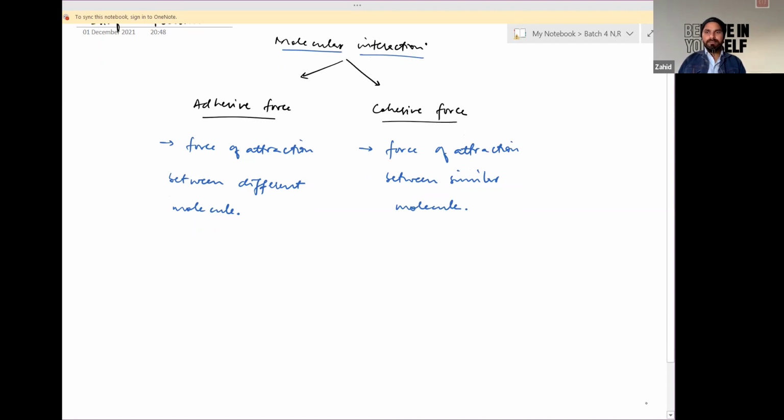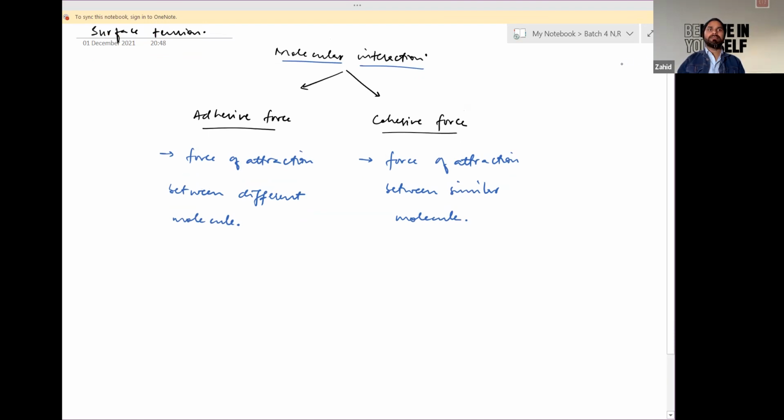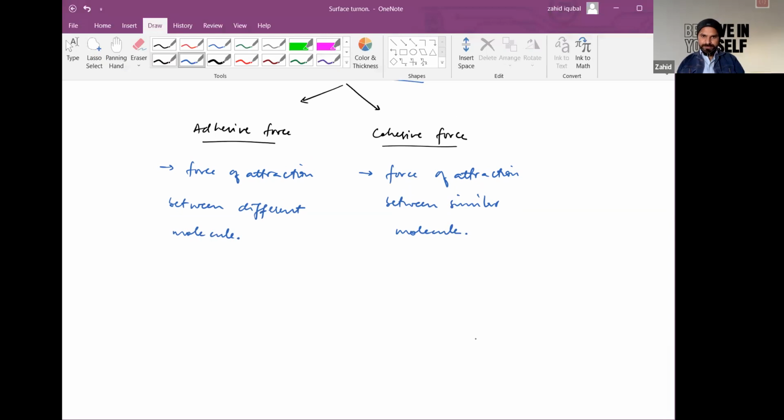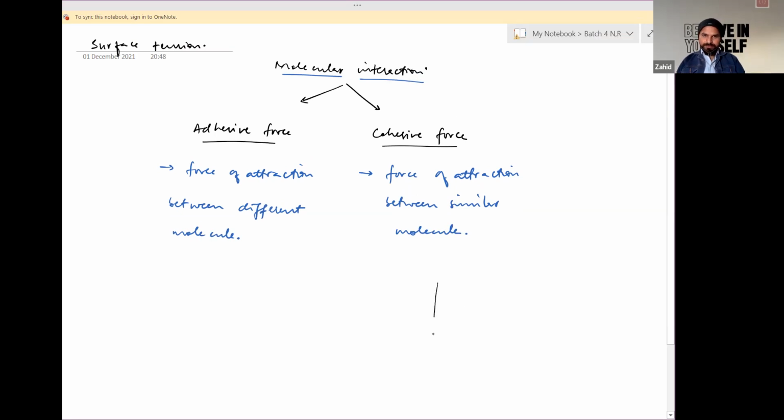Yes, sir. Nabila? Yes, sir. Now, on the basis of this, suppose there is a container in which liquid is filled up to this point.